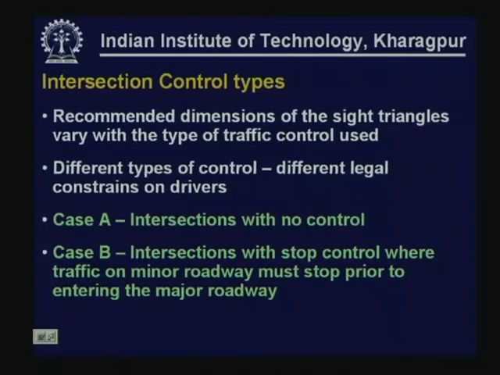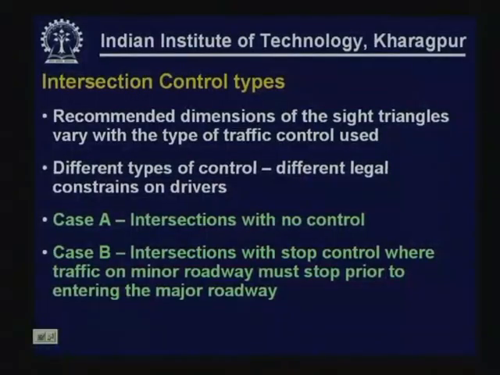Now, intersection control types. Recommended dimensions of the side triangles vary with the traffic control used. I have mentioned this point even earlier. The required side distance very much depends on the type of control used for the intersection. Why is it so? Because different types of control mean different legal constraints on drivers in terms of their behavior. So, obviously, the requirement in terms of side distance also will be different. AASHTO considers 6 different types of intersection control.